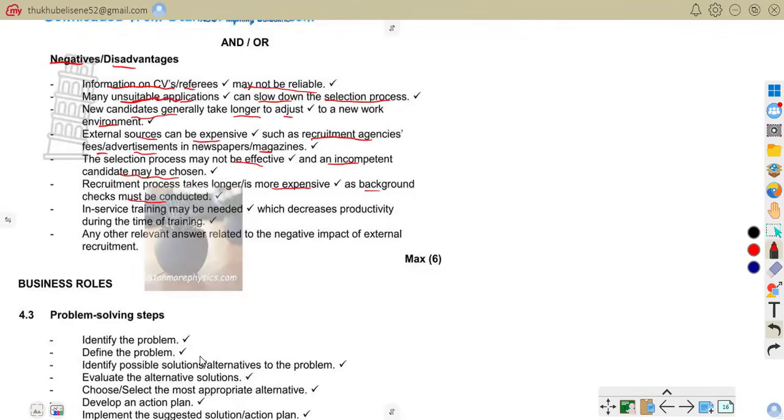Because external employees need time to understand the company's culture, in-service training may be needed, which decreases productivity during the time of training. So here we are saying new employees need training, which is going to reduce productivity temporarily. So that is that. Now let us move on to 4.3.